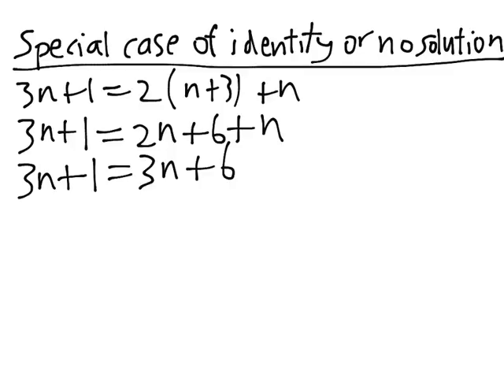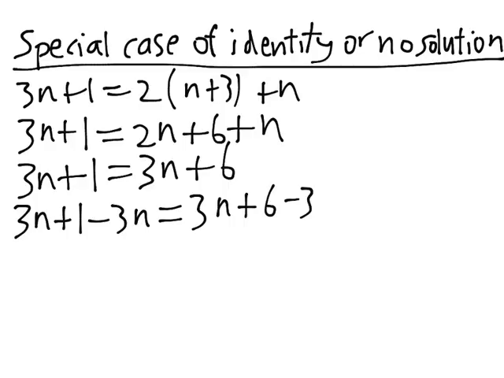Now, if we subtract 3n from both sides, we will have 3n plus 1 minus 3n equals 3n plus 6 minus 3n. But the 3n's cancel on both sides of the equation, and we're left with 1 equals 6. Now this is clearly false. Since our original equation implies that this final result 1 equals 6 must be true, that means the original equation must be false no matter what n is.